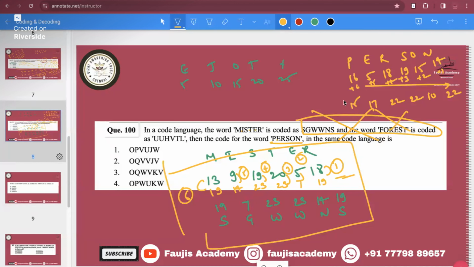So which one is this? 15 is your what? O, O, P, Q, T, U, V. 22 is V, and this one is your J. So which one is the correct answer, guys? Option 2. Option 2.